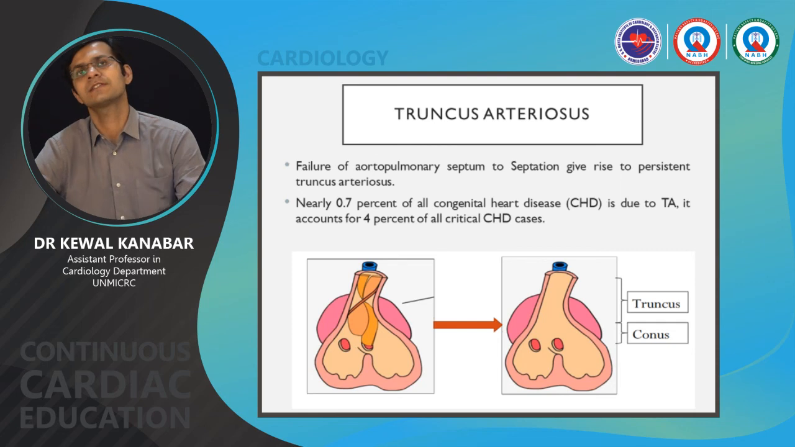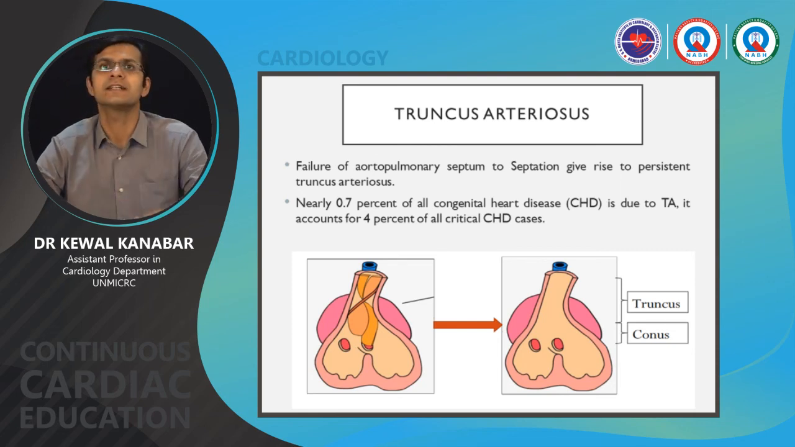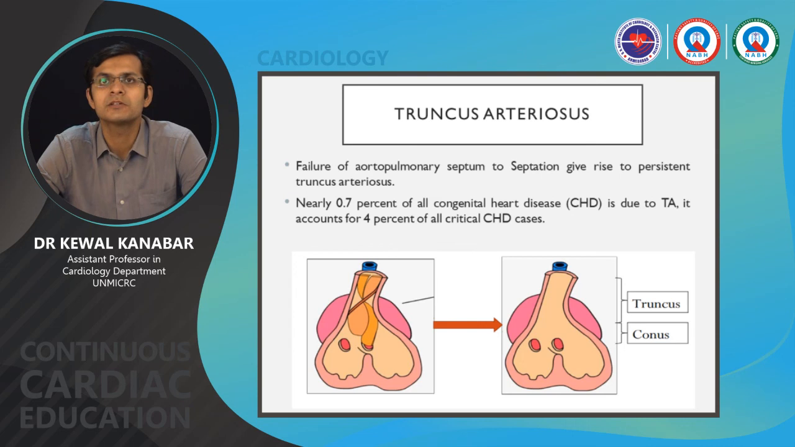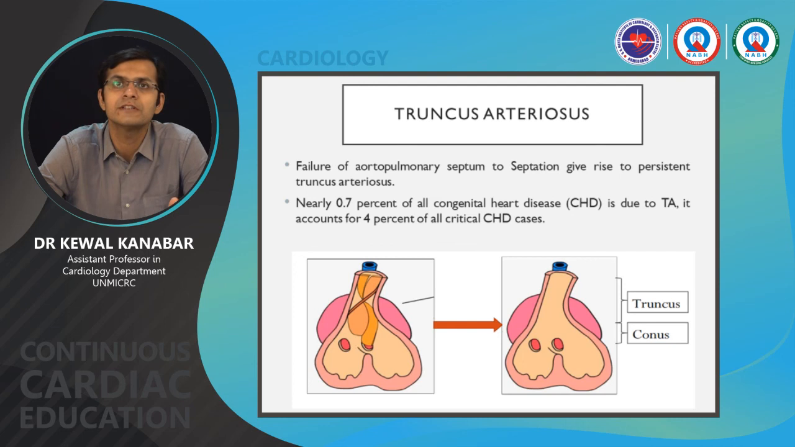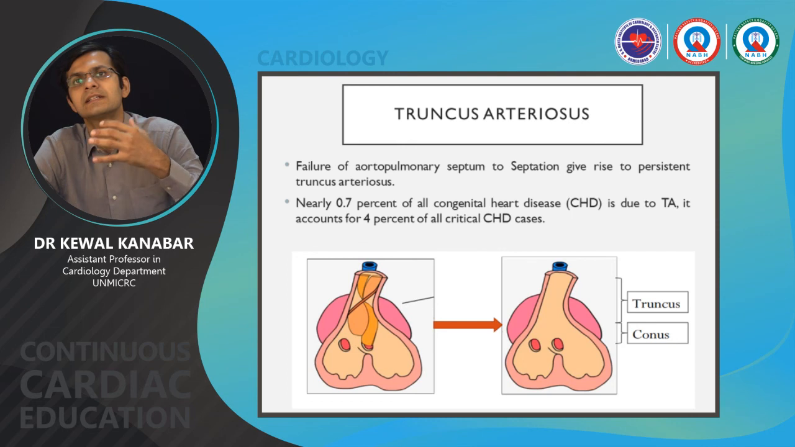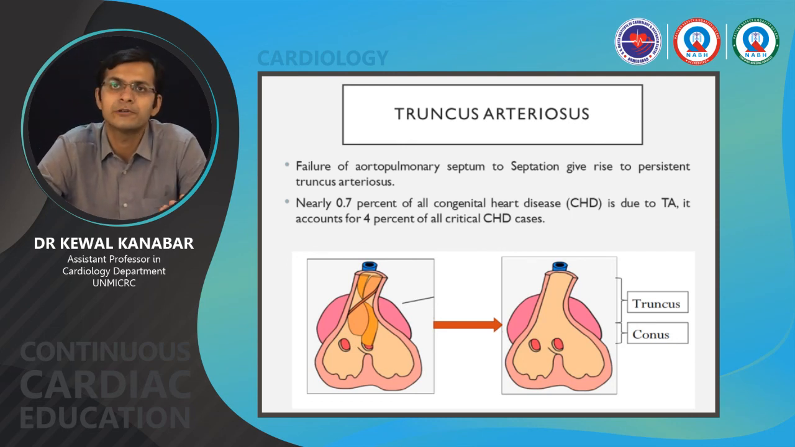Now let us discuss the first conotruncal anomaly, that is the truncus arteriosus. Truncus arteriosus primarily develops because of the failure of septation of the aorticopulmonary septum or the conotruncal septum. So if this conotruncal septum or the spiral septum or the aorticopulmonary septum does not develop, then it results in a condition very similar to what was present in early intrauterine life, that is, there is a single large vessel, and this single large vessel is called the truncus arteriosus. It accounts for 0.7% of all congenital heart diseases and around 4% of all critical CHDs.